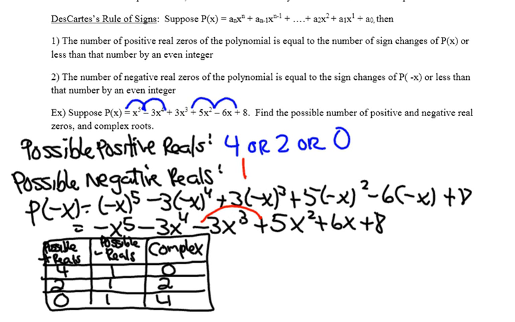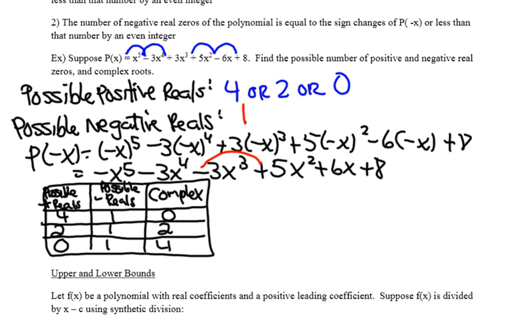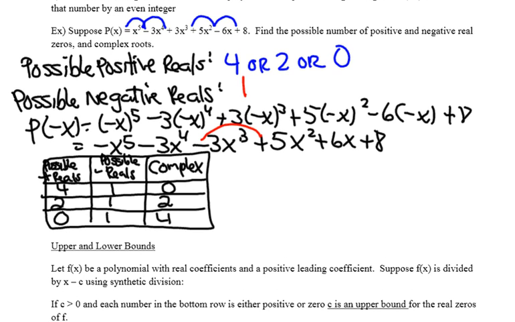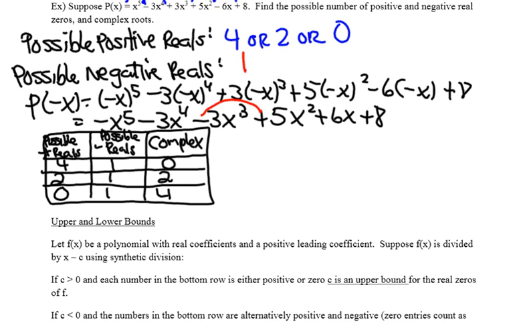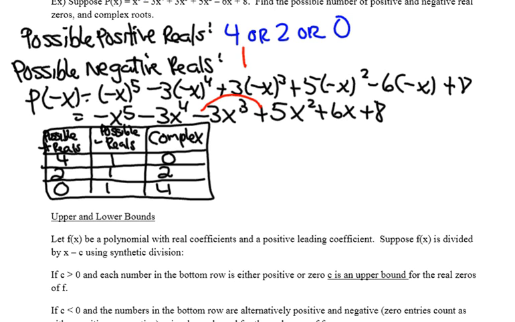The last thing I would like to discuss is upper and lower bounds. So let f of x be a polynomial with real coefficients and a positive leading coefficient. Suppose f of x is divided by x minus c using synthetic division, or you could use long division. If c is greater than 0 and each number in the bottom row is either positive or 0, c is an upper bound for the real zeros of f. If c is less than 0 and the numbers in the bottom row alternate positive and negative, where 0 entries can count as either positive or negative, c is a lower bound for the real zeros of f.